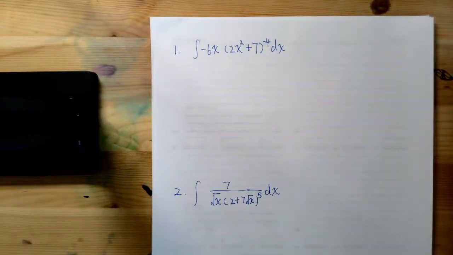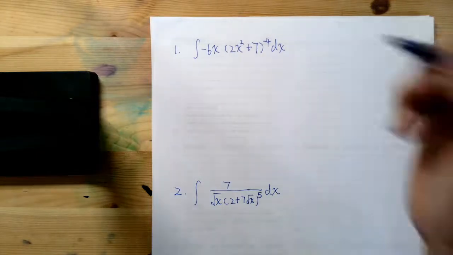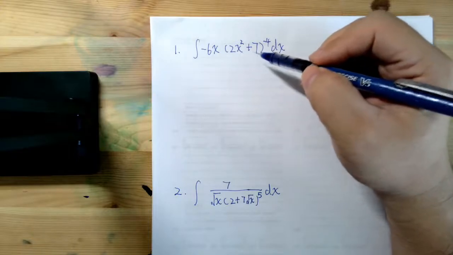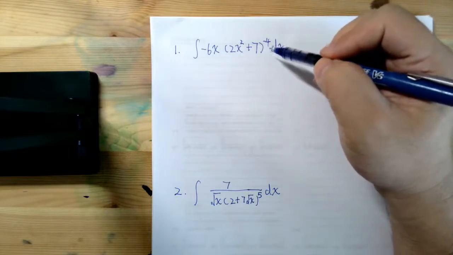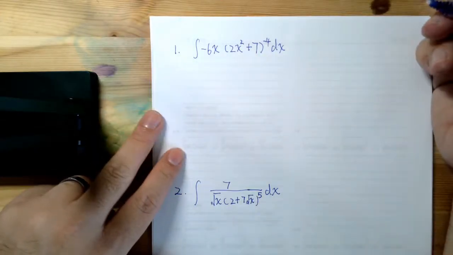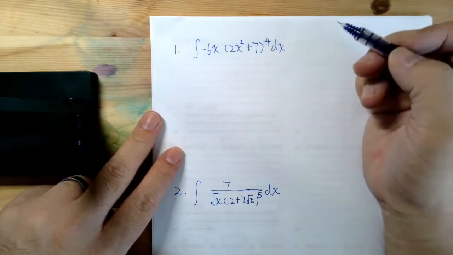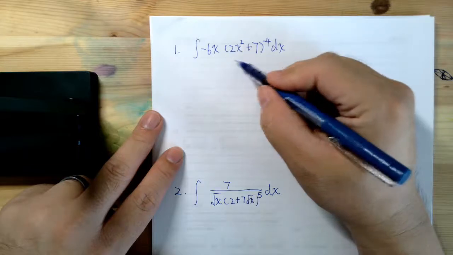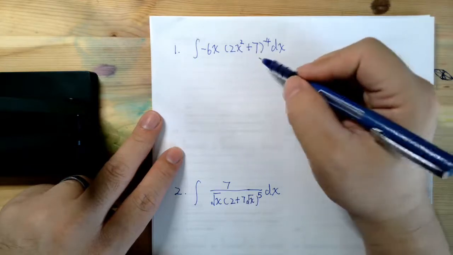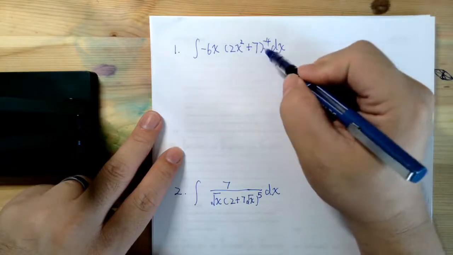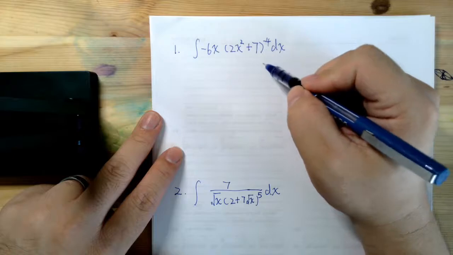Okay, let's look at those two indefinite integral problems. First one: the integral of negative 6x times (2x squared plus 7) raised to the power of negative 4 dx. We're going to use the substitution method, and it's not that challenging to see that the u substitution is the inside function of this composite function, because (2x squared plus 7) raised to the power of negative 4 is a composite function.